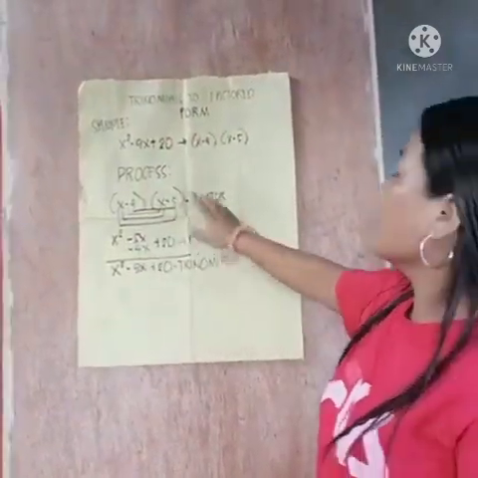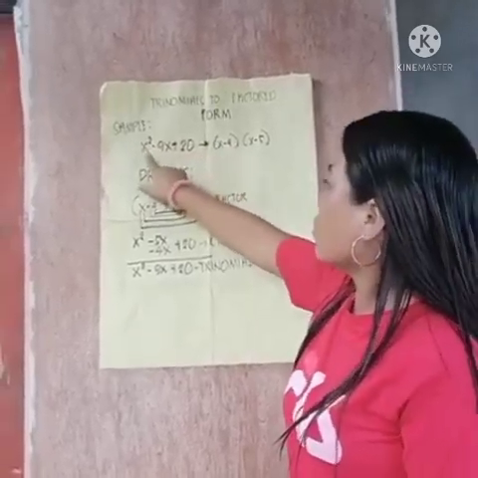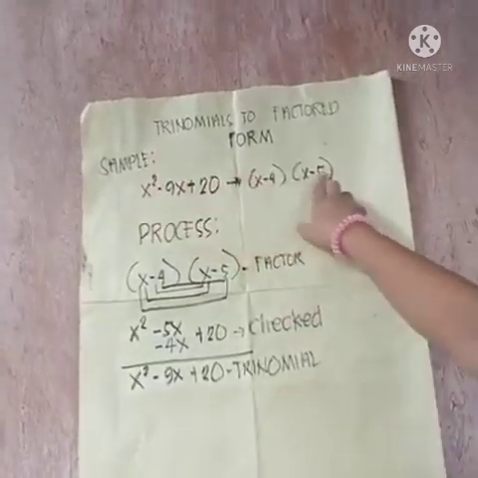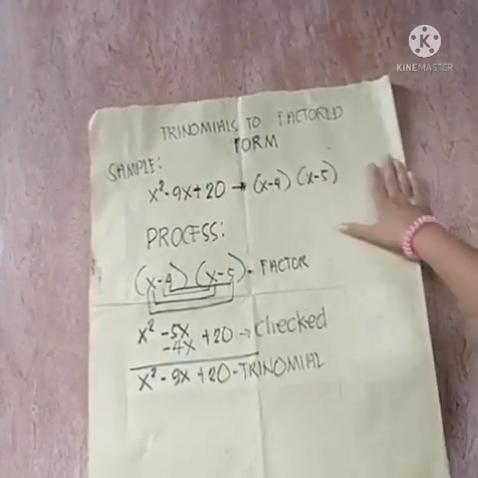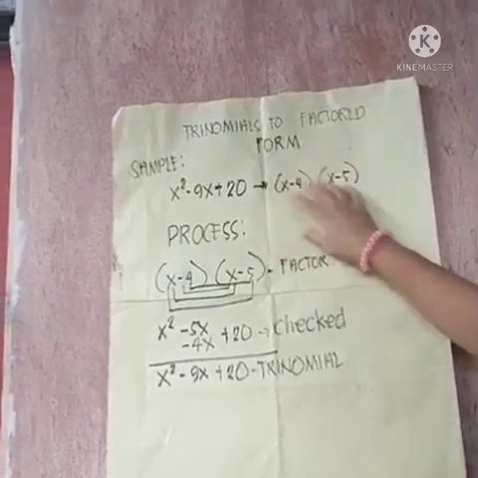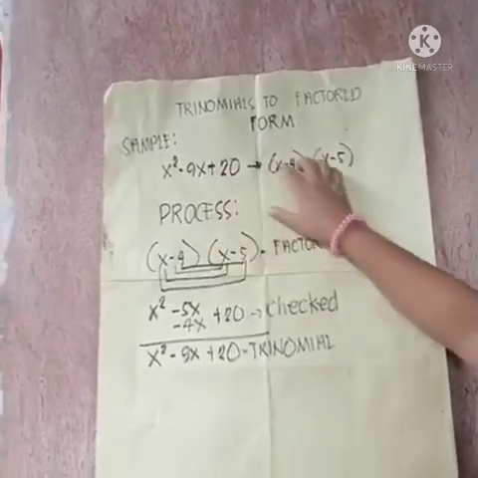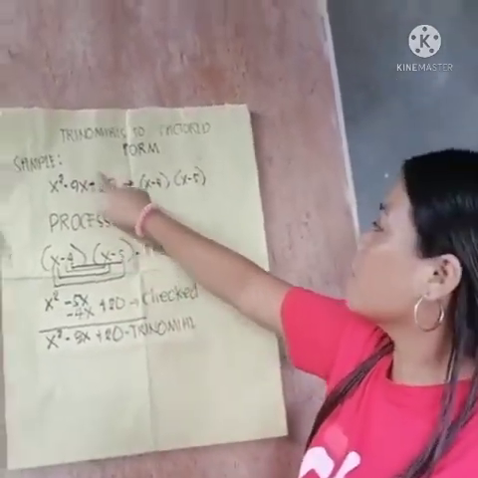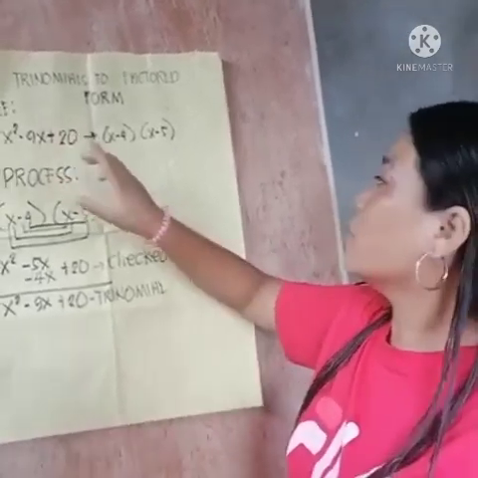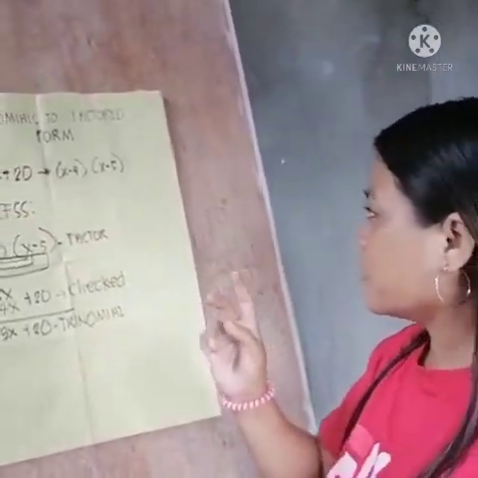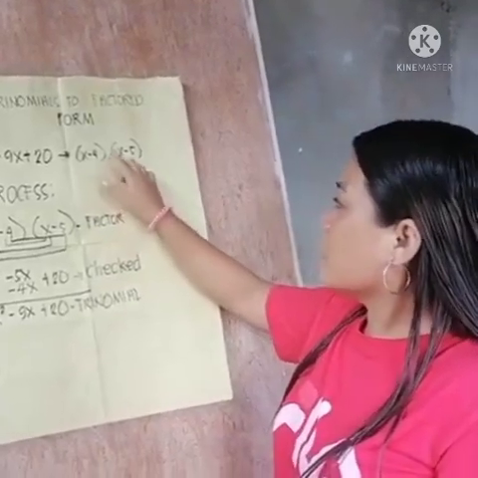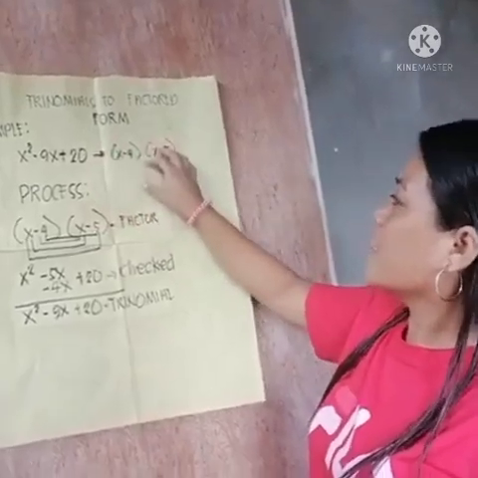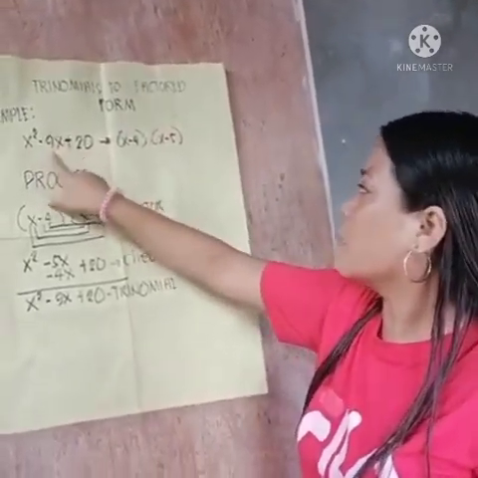So, I have here one example. X squared minus 9x plus 20 is the trinomial. Then the factored form is x minus 4 and x minus 5. So, how are we going to find this factor? First, you need to look at the last sign, the sign of the number positive 20. You need to find two numbers that can be multiplied, and the result would be 20, and the same two numbers added to give the result negative 9.